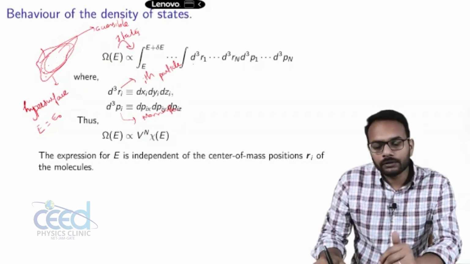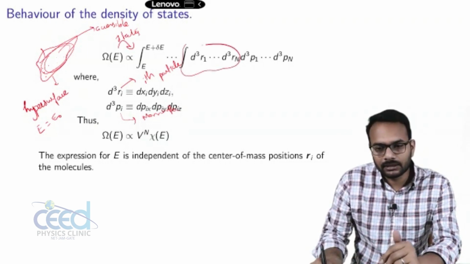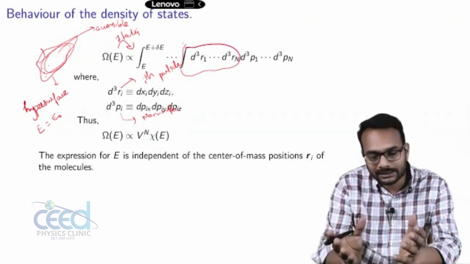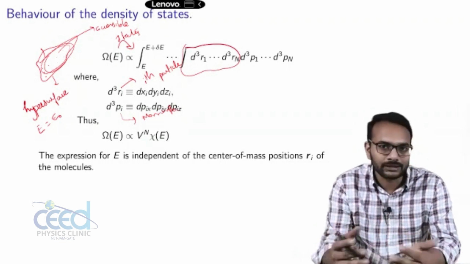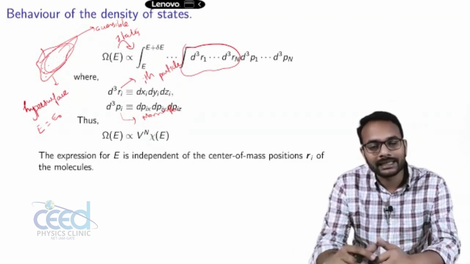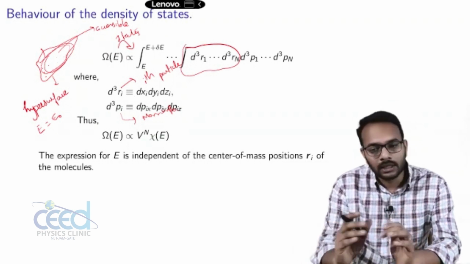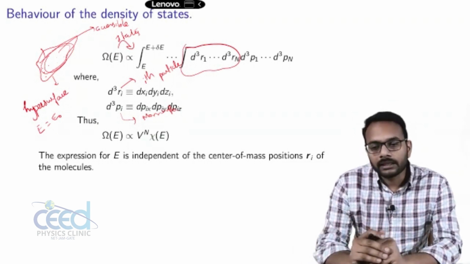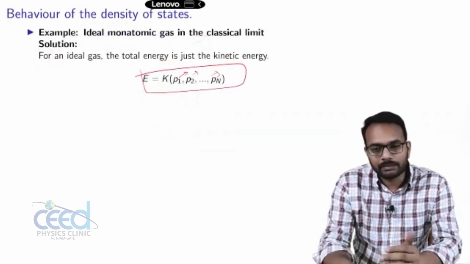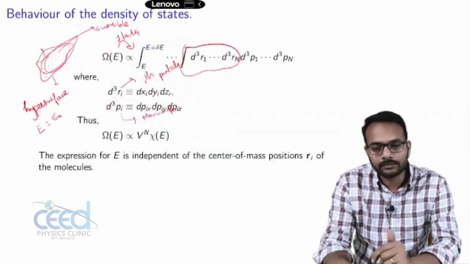All right. Now, if you look at it, this integration is pretty simple, because the positions do not depend on energy or vice versa. As we have seen, the energy is just the kinetic energy. It depends only on the momentum, as we have seen here.